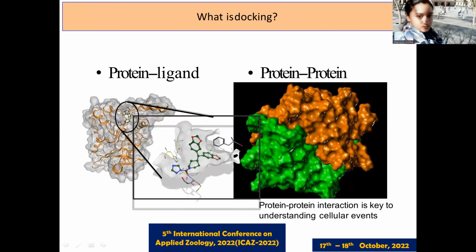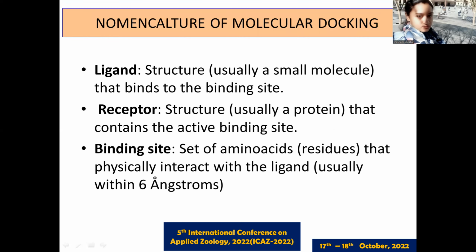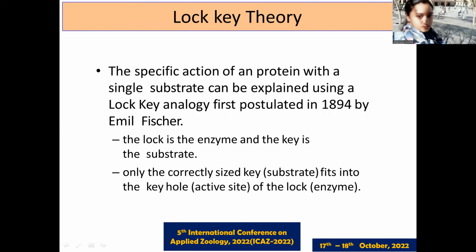In molecular docking, two types of interaction are studied: protein-ligand interaction and protein-protein interaction. In our study, we use the protein-ligand interaction. Ligands are structures that bind to the binding site of the receptor, while the receptor contains the active site and the binding site, a set of amino acids that physically interact with the ligands.